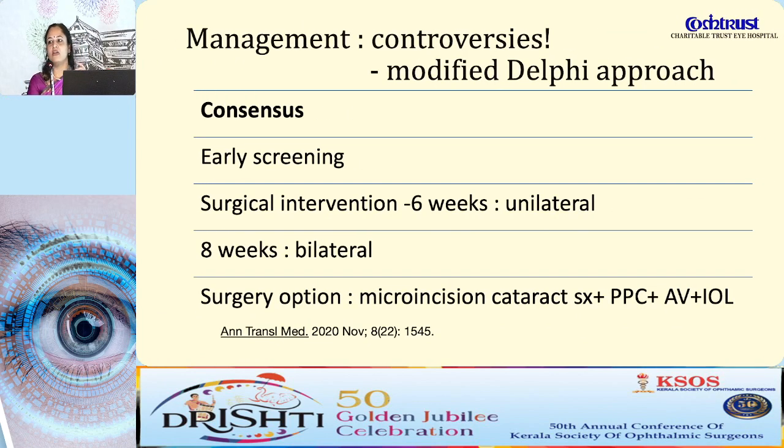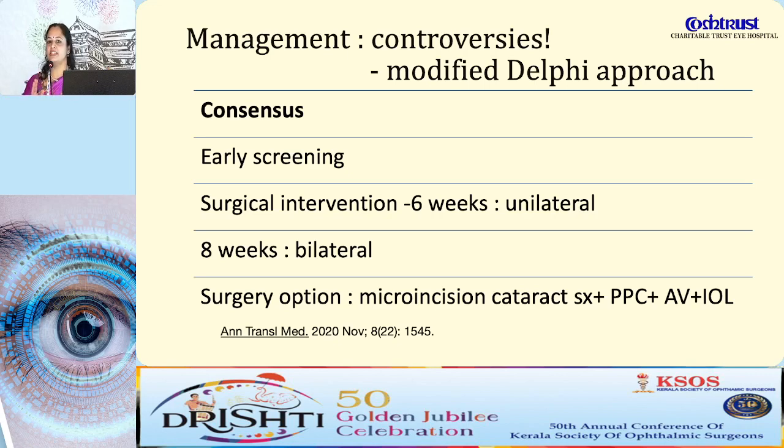We all know that there is a lot of controversy in pediatric cataract. There are not many clinical trials that have been done in congenital cataract, so a modified Delphi approach was adopted. Now, what is this modified Delphi approach? Basically, they got all the experts who are good at pediatric cataract and gave them a set of questions, asking what they do in certain situations of cataract. They got an opinion from these experts, and based on that, they brought a consensus that this can be done and this cannot be done.